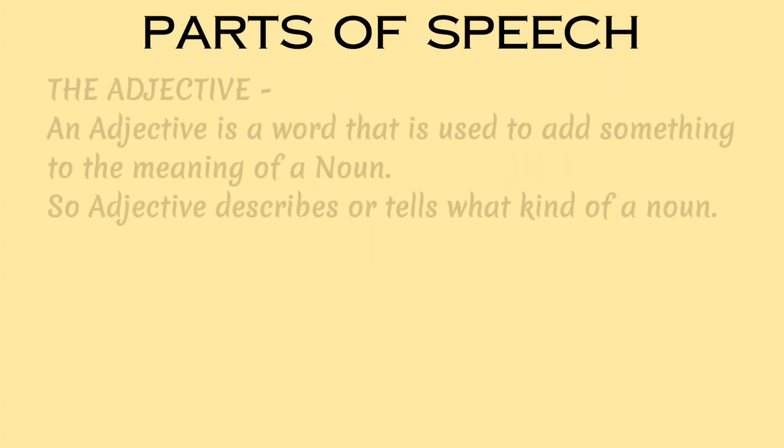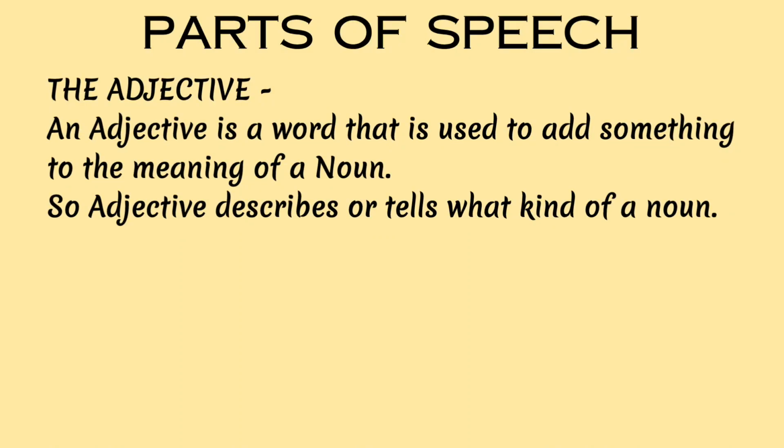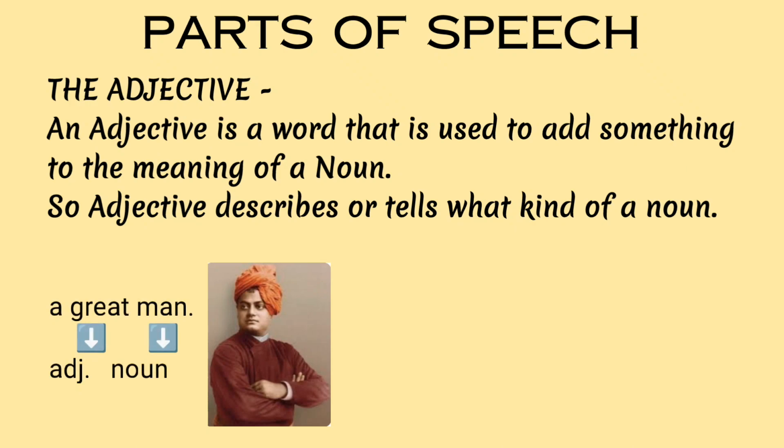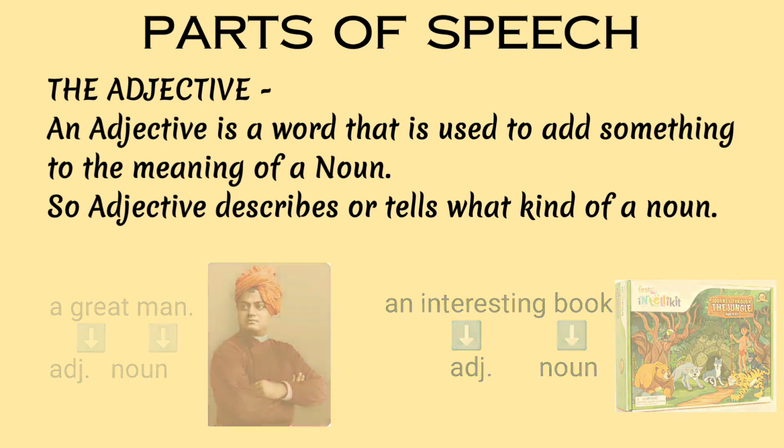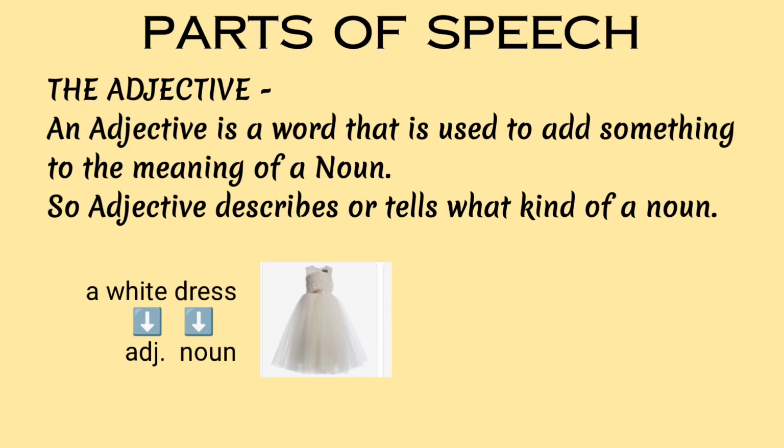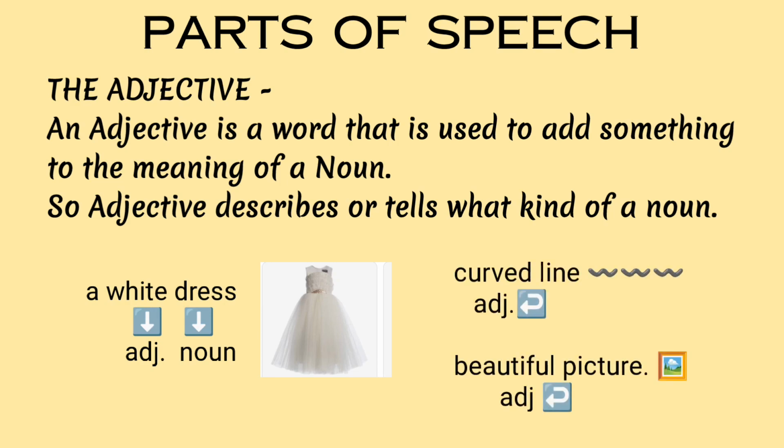The next one is the adjective. An adjective is a word that is used to add something to the meaning of a noun. So adjectives describe or tell what kind of a noun, such as great man. What kind of a man? Great. So great is adjective. Interesting book. What kind of a book? Interesting is adjective, book is common noun. White dress. White is adjective, dress is noun.